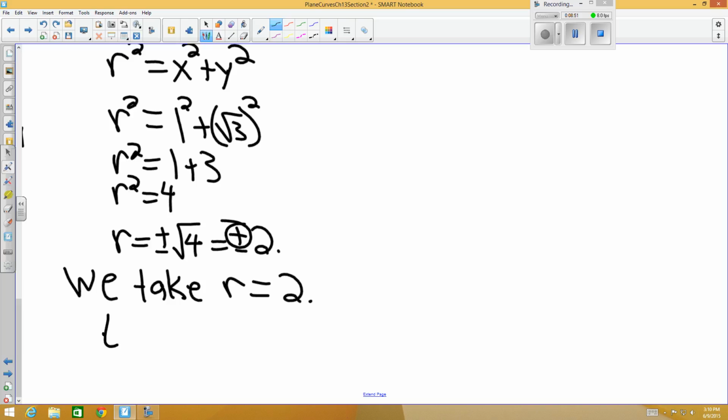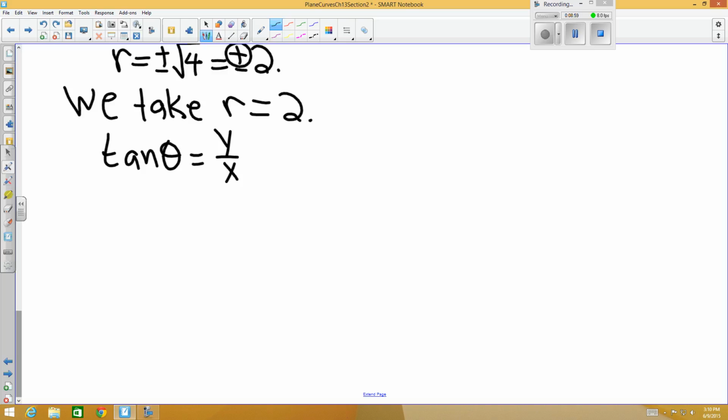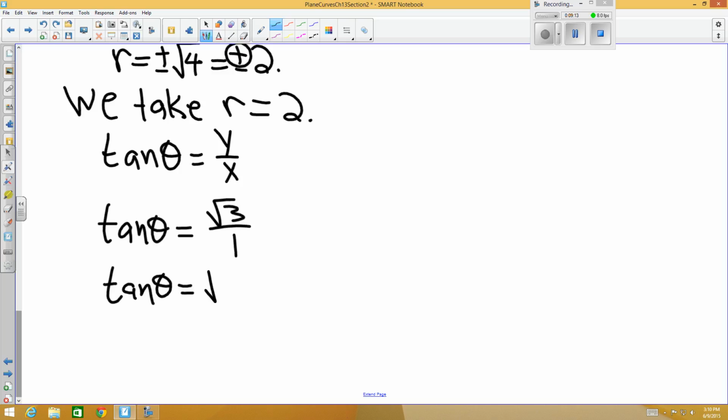So we have our other equation. The tangent of theta is equal to y over x. So here, the tangent of theta, y is equal to the square root of 3, x is equal to 1. So tangent of theta is equal to the square root of 3. And if you remember back to your unit circle, that is going to be some variation of pi over 3.